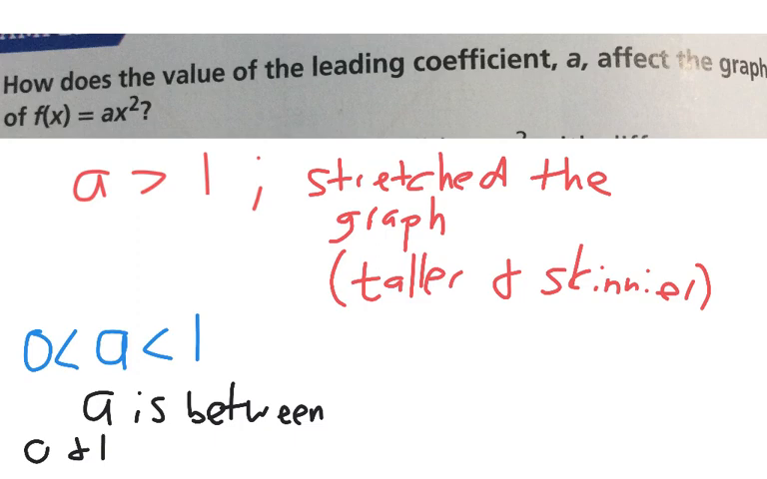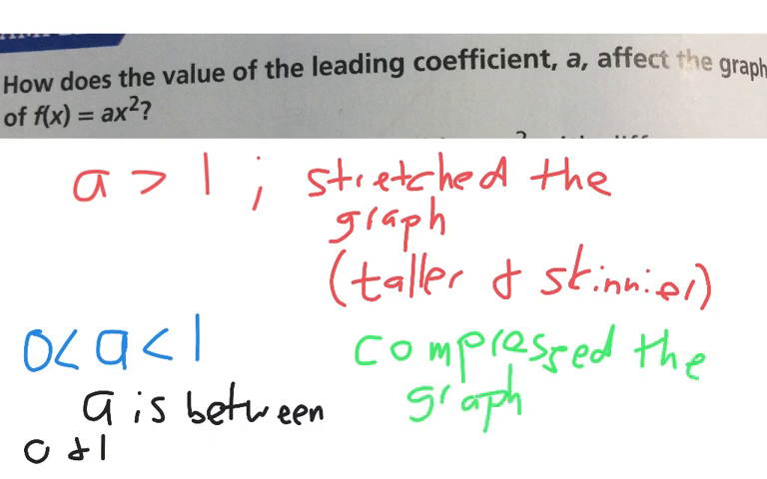Okay, now what happened when my A value was between 0 and 1? That's what this says. A is bigger than 0, but A is less than 1. So when A was between 0 and 1, what did that do to the graph? The word that we use is it compressed the graph. You made it shorter and wider. Squish the graph. Okay? That's what's happened.